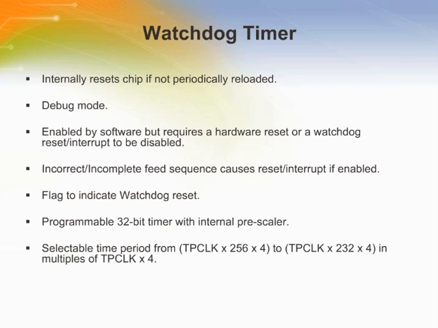The watchdog consists of a divide by 4 fixed prescaler and a 32-bit counter. The clock is fed to the timer via a prescaler. The timer decrements when clocked. The minimum value from which the counter decrements is 0xFF. Setting a value lower than 0xFF causes 0xFF to be loaded in the counter. Hence, the minimum watchdog interval is TPCLK times 256 times 4, and the maximum watchdog interval is TPCLK times 2^32 times 4 in multiples of TPCLK times 4.